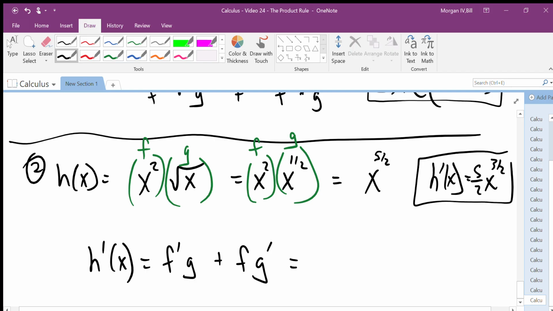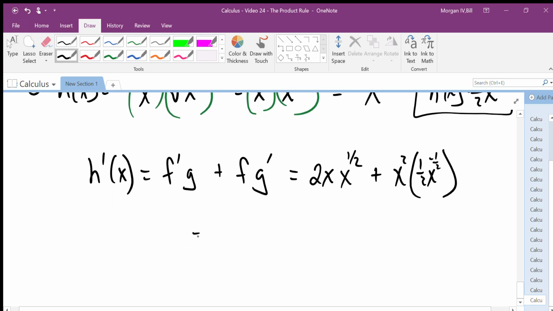All right, so that's f prime, my first function, x squared. The derivative would be 2x, and I'm going to leave g alone. So g is going to stay x to the 1/2. Plus, I'm going to leave f alone, so that's x squared. Then I'm going to take the derivative of g, x to the 1/2. Its derivative is 1/2 x to the negative 1/2.